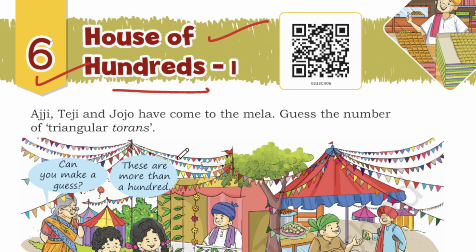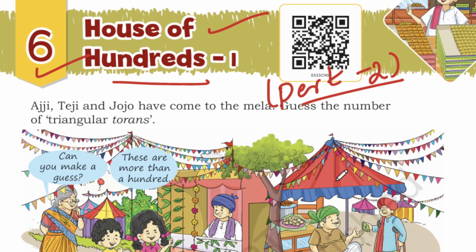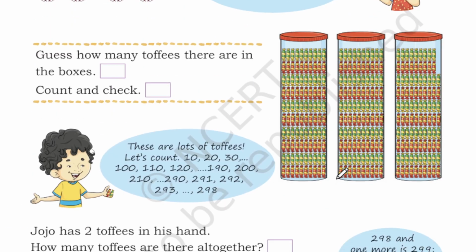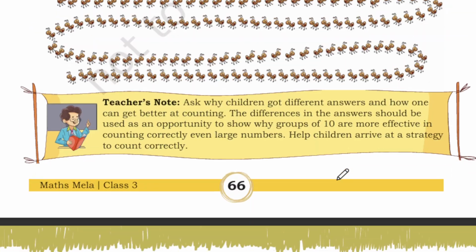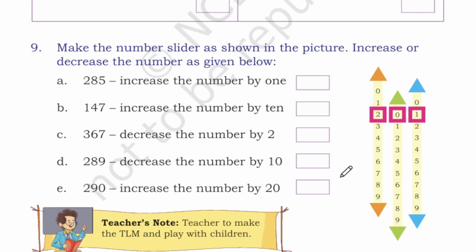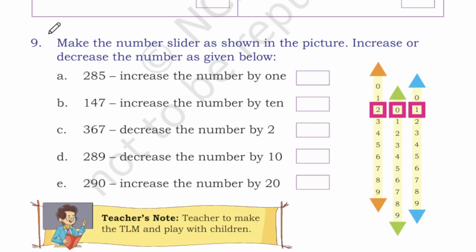Today we are going to see Class 3 Maths, Chapter number 6, House of Hundreds 1. This is the part 2 video. If you missed watching the part 1 video, kindly watch it, understand, and then come for the part 2 video. These pages are already completed in the part 1 video. So now we will go to the part 2 video, question 9, directly.